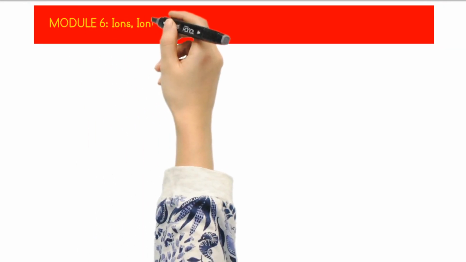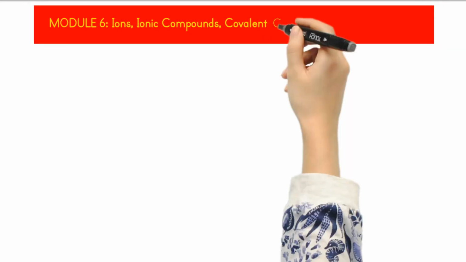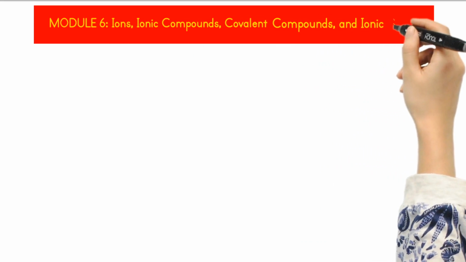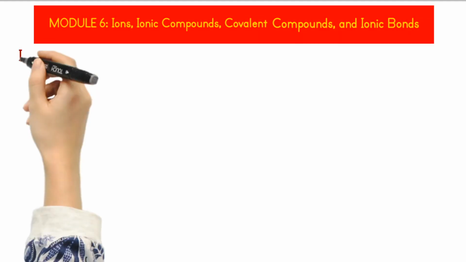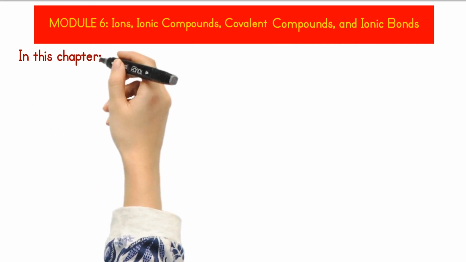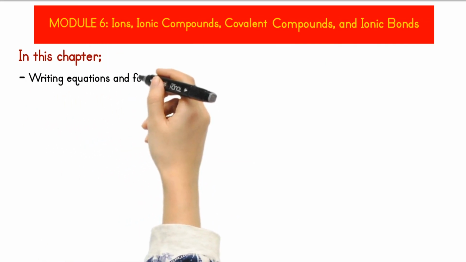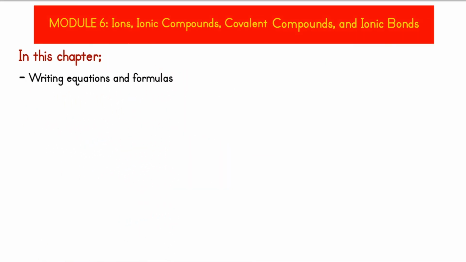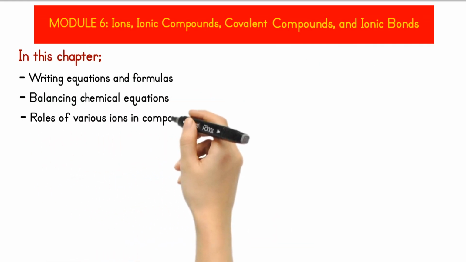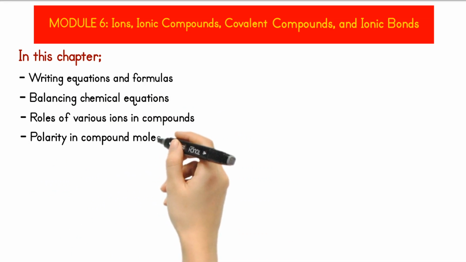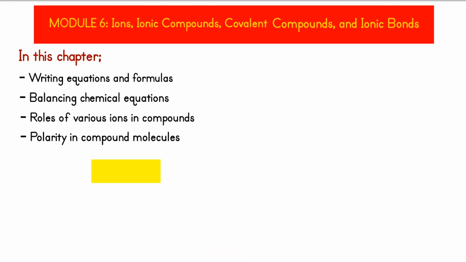Module 6. Ions, ionic compounds, covalent compounds, and ionic bonds. Ions, ionic compounds, and ionic bonds are critical concepts in the study of chemistry. In this chapter, we will explore writing equations and formulas that represent chemical compounds and reactions, balancing chemical equations, the roles of various ions in compounds, and polarity in compound molecules.